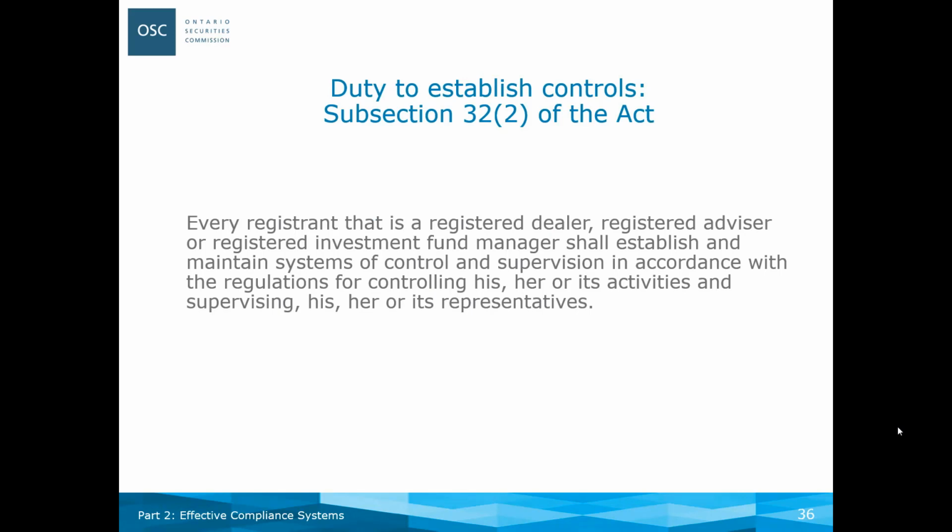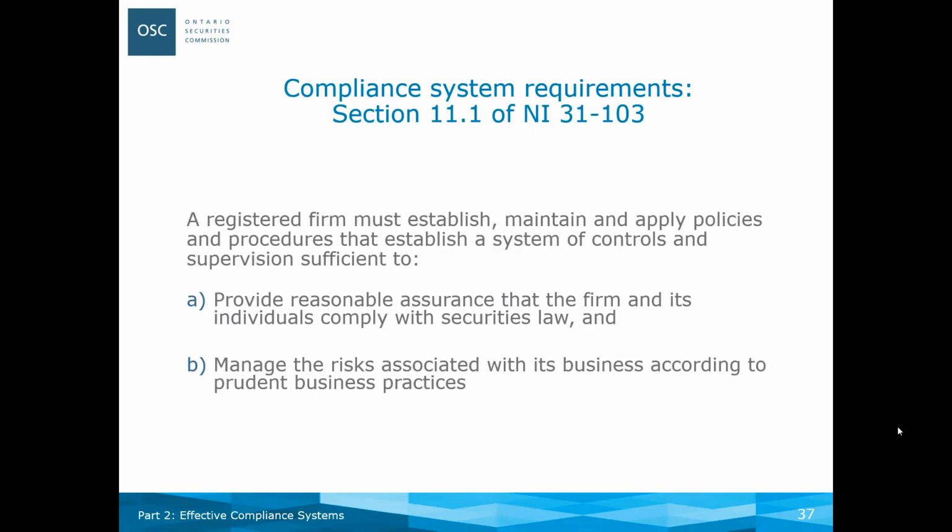Subsection 32(2) of the Act requires registered firms to establish and maintain systems of control and supervision for controlling its activities and supervising its representatives. Section 11.1 of National Instrument 31-103 requires a registered firm to have a system of controls and supervision sufficient to provide reasonable assurance that the firm and its individuals comply with securities law.